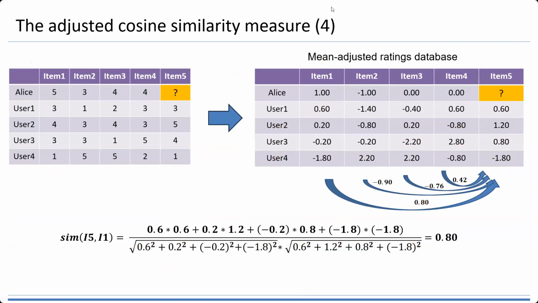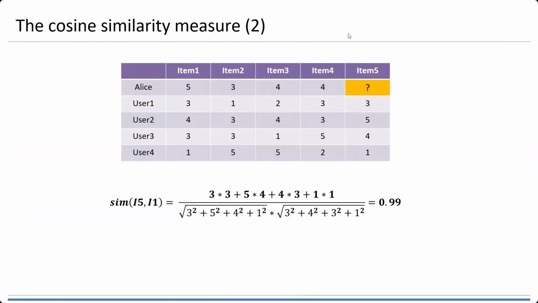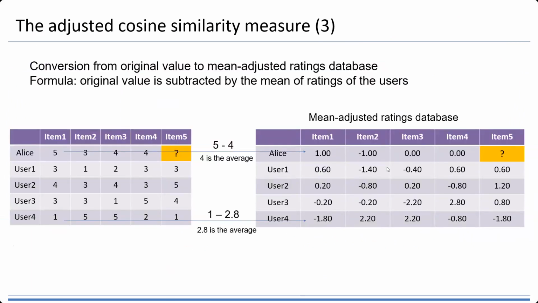What was the value before? This is the value 0.8 from the mean adjusted rating database. This is the value from the cosine similarity with the original rating. Okay.